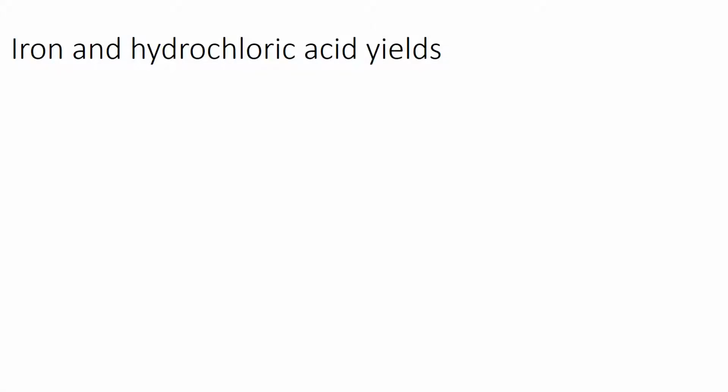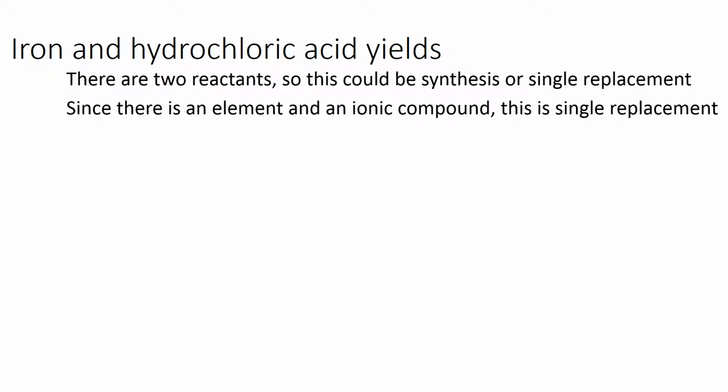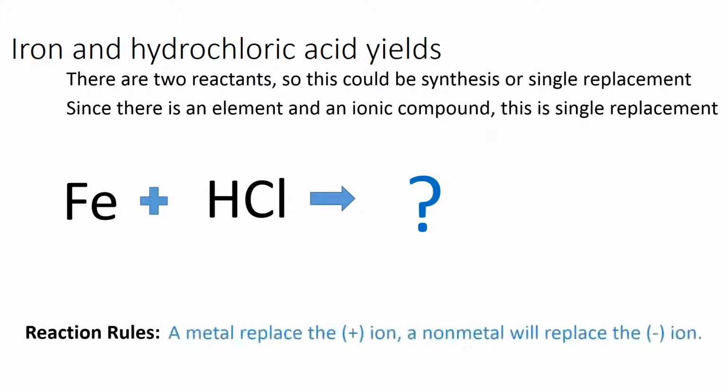Iron and hydrochloric acid yields what? Well, there are two reactants, so this could be either synthesis or single replacement. Since there's an element and an ionic compound, this is a single replacement reaction. We start with the free element, iron, and hydrochloric acid. We want to find out what this yields, so we look at our reaction rules.